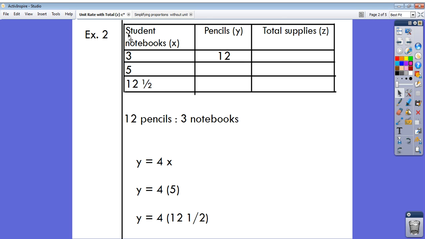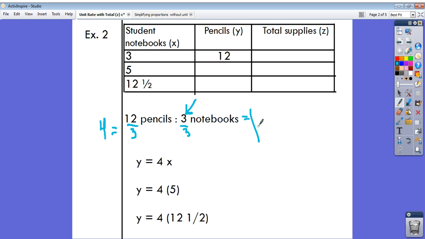Okay, for our second example, we have students, notebooks, and total. So find the unit rate. I know that means my amount per 1. So I need this number 3 to become 1. I think to myself, how would I make a 3 from 1? Well, I know that 3 divided by 3 is 1. But if I do it to one side of the ratio, I need to do it on the other side of the ratio to stay proportional. So 12 divided by 3 equals 4. I end up getting 4 pencils per notebook.